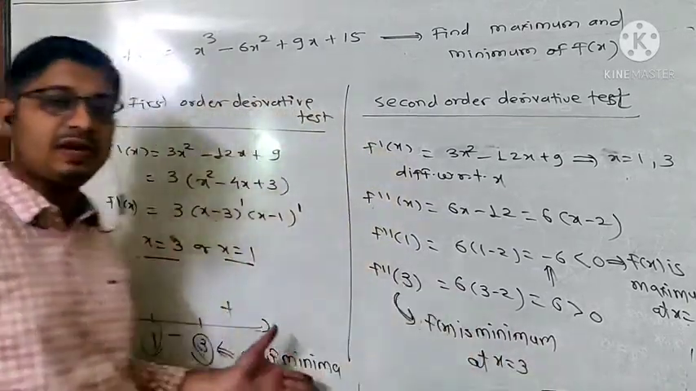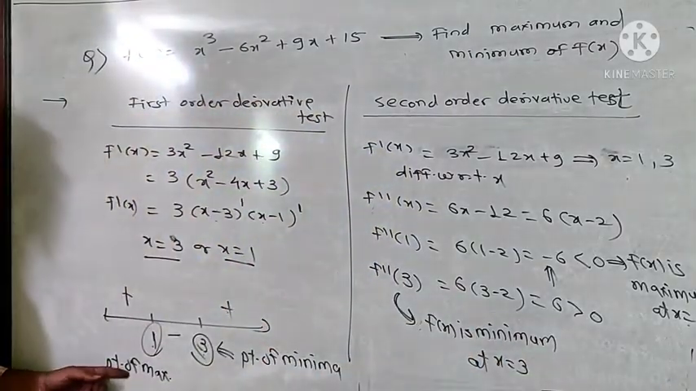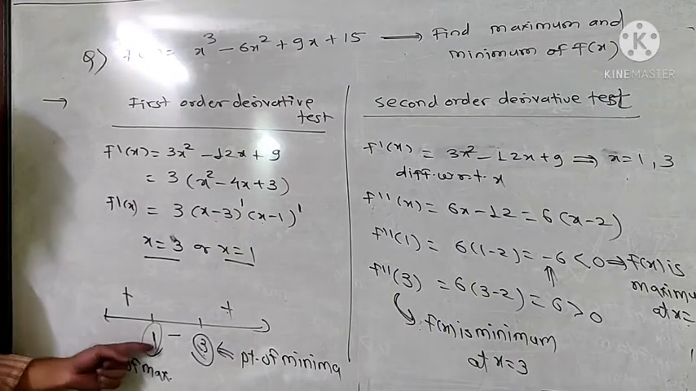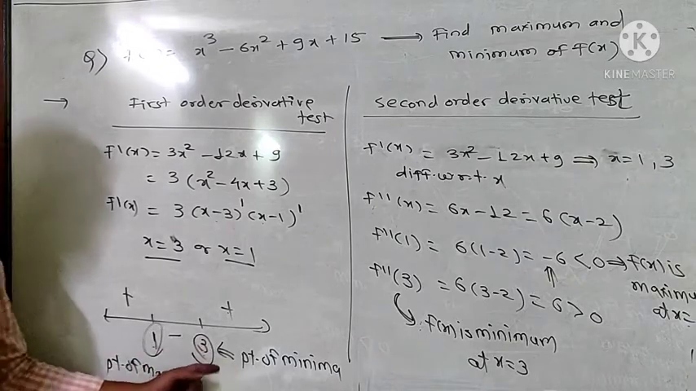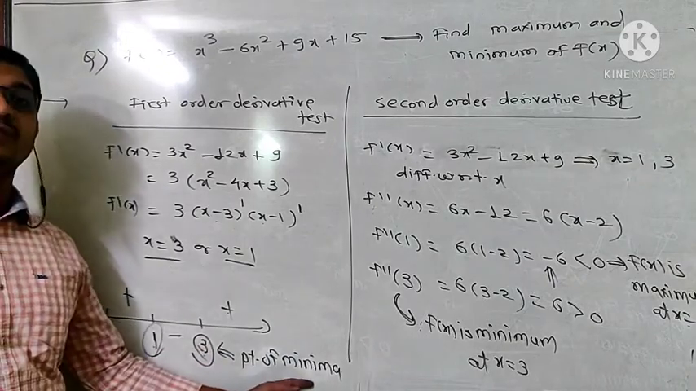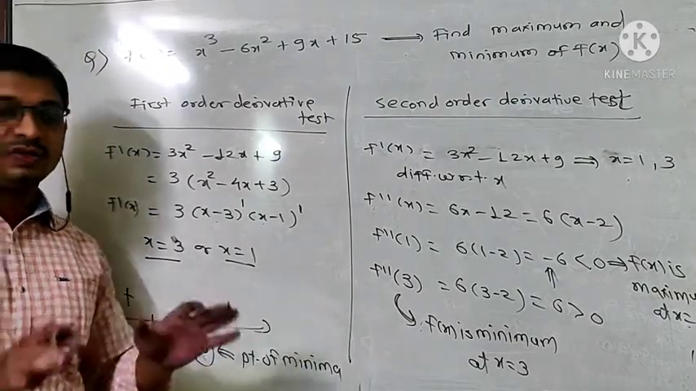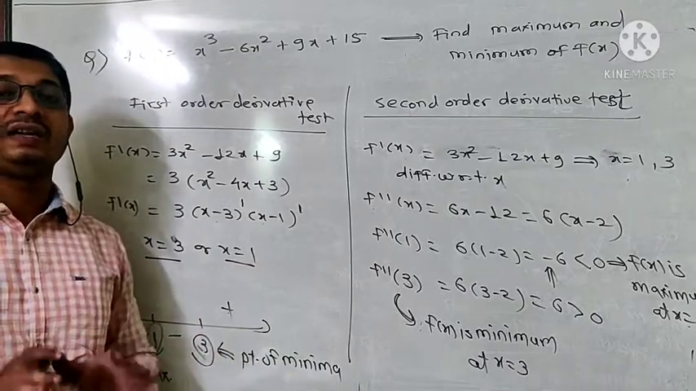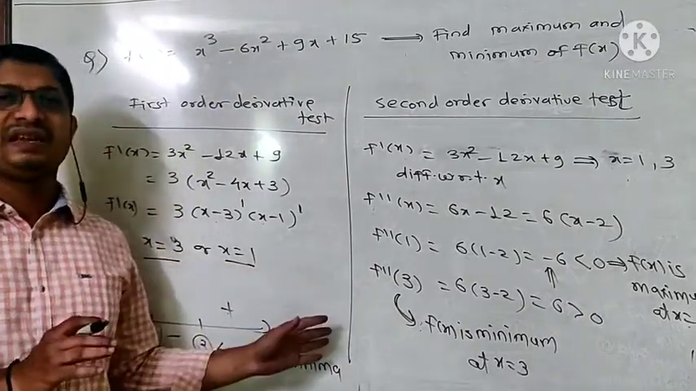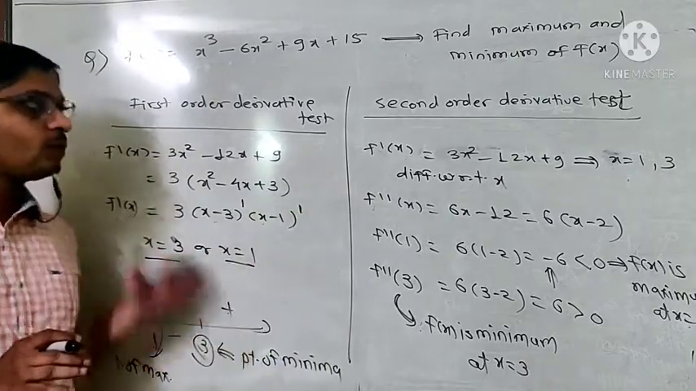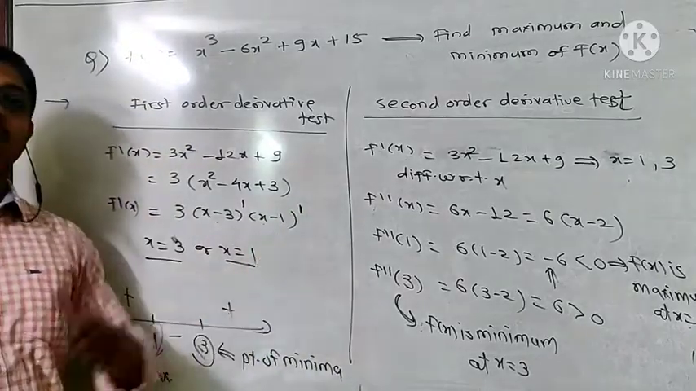So these are the same conclusions we obtained in the first method. Here also, at x equal to 1, the function is giving me the maximum value, and at x equal to 3, the function is giving me the minimum. This is the way of finding the maximum and the minimum value of a function. This is a very basic example. Just go through this example, then we can proceed to higher difficulty.